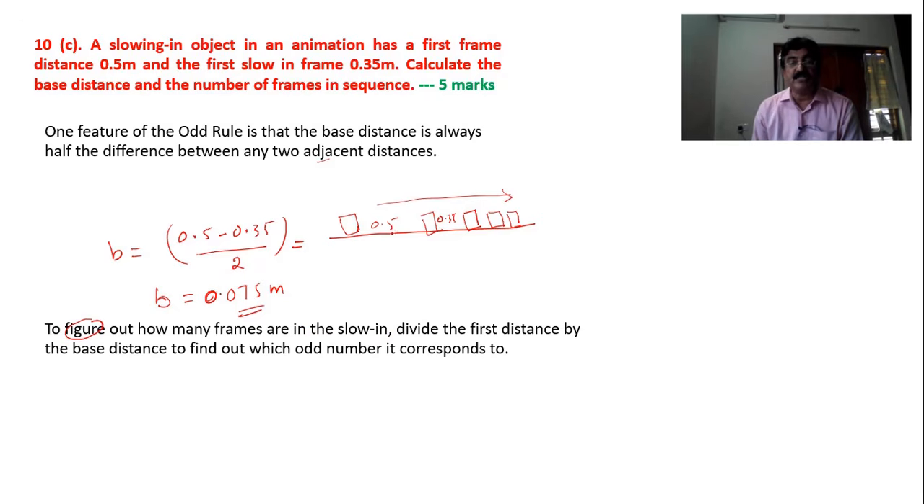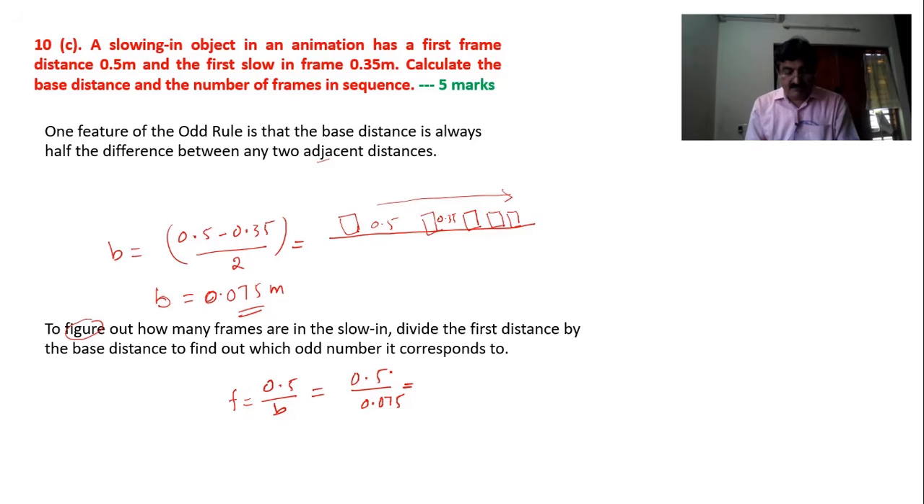Next statement, to figure out how many frames are there in the slow-in process, divide the first distance, that is 0.5, by what? By the base distance. Then you will get the number of frames, that is 0.5 divided by 0.075. Suppose it comes out to be an odd number, well and good, no problem. Suppose it comes out to be a fraction, you approximate it to the nearest odd number.